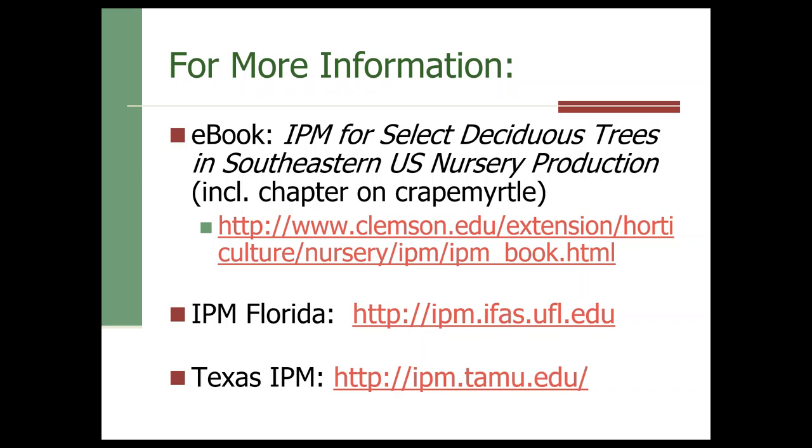Some of the other trees that were covered in this book include birch, cherry, dogwood, Chinese elm, magnolia, maple, oak, and redbud. And the same group of folks, of which I'm a part, are also producing additional books dealing with shrubs as well, where each chapter is on a different shrub species. You can go to the website noted on the slide there and get information on this particular book as well as the other things that are coming out. And in addition to that, all the Southeastern U.S. university extensions have websites on IPM, and I'm showing you the websites for IPM Florida and Texas IPM on that particular slide.